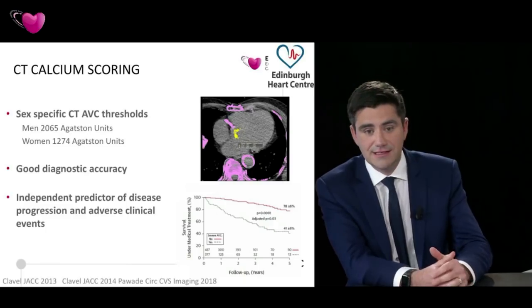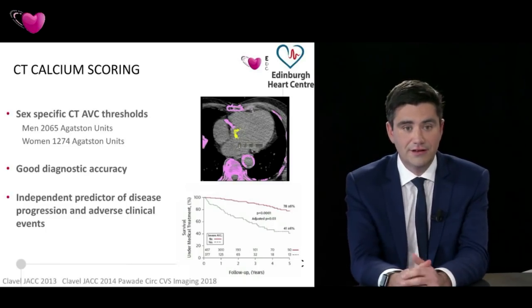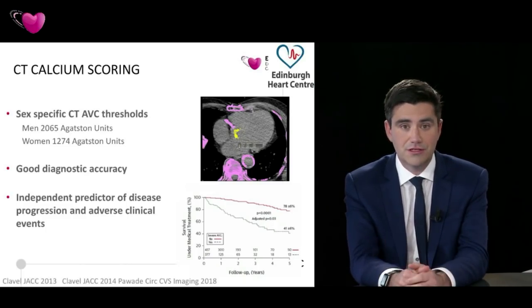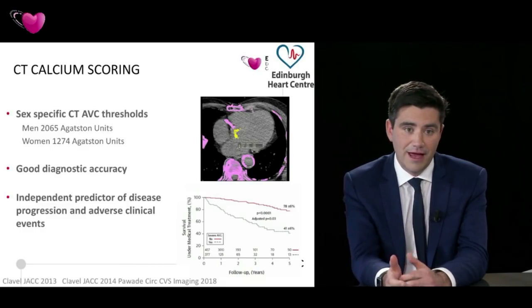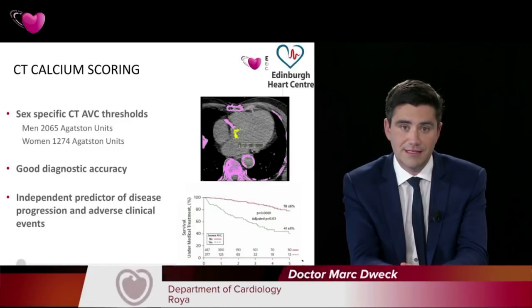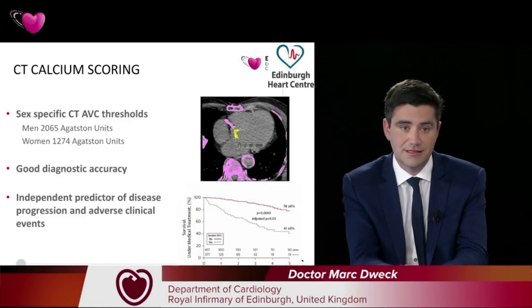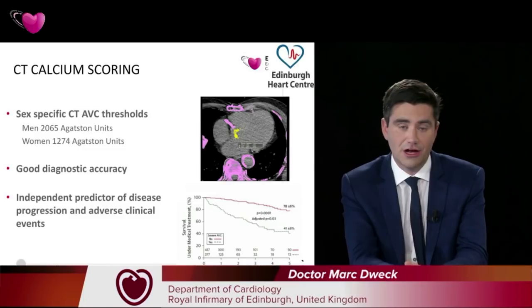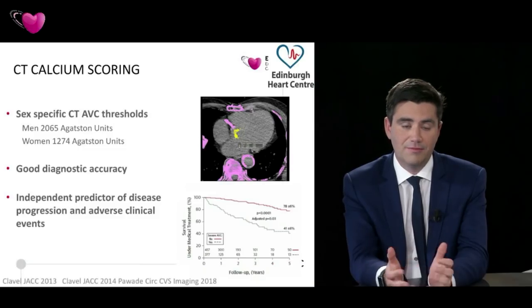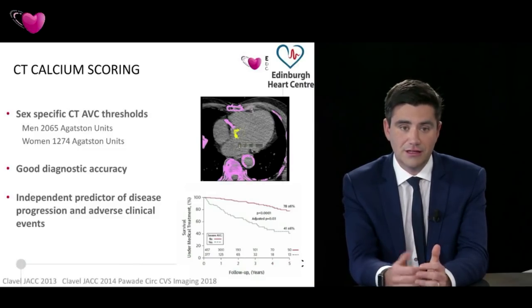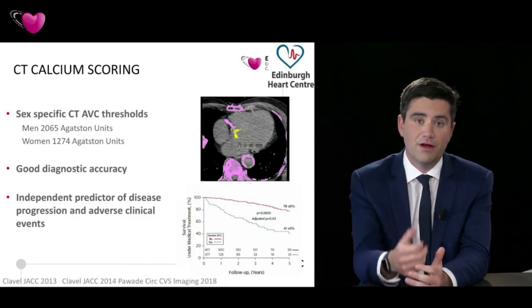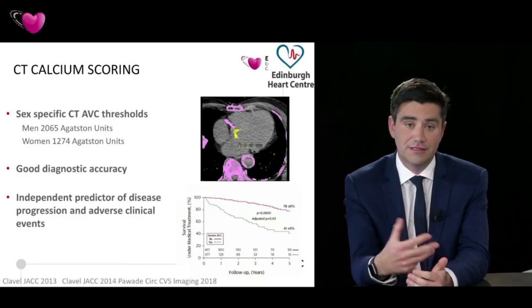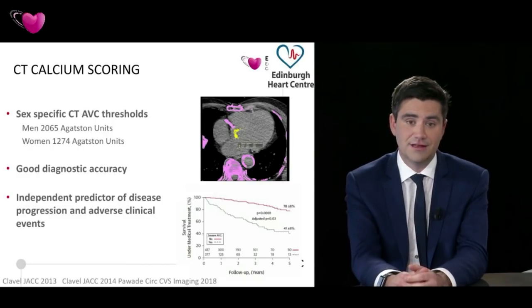And it's been validated in several large studies now, and we have cutoffs that we can use. So they're interestingly different in men and women. In men, we use a cutoff of 2,000 Agatston units to define severe disease. And in women, it's lower, it's 1,300 Agatston units. And studies have now shown that these cutoffs have good diagnostic accuracy compared to echo. And also they offer powerful prediction of both disease progression and clinical events.